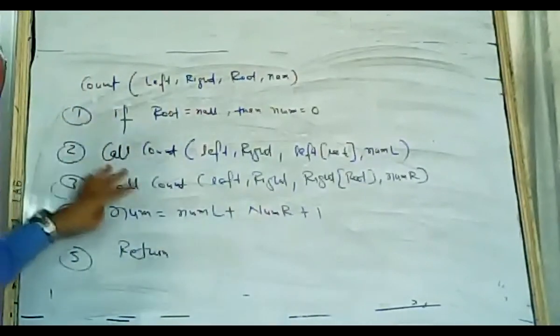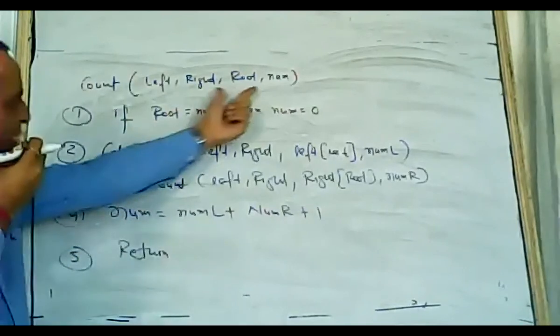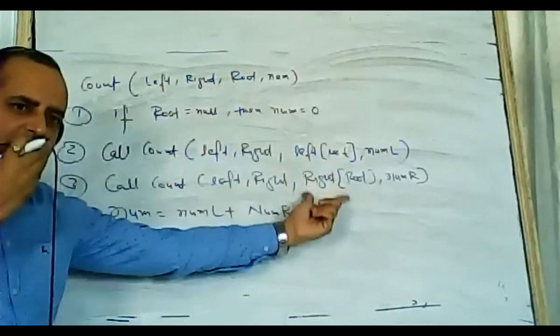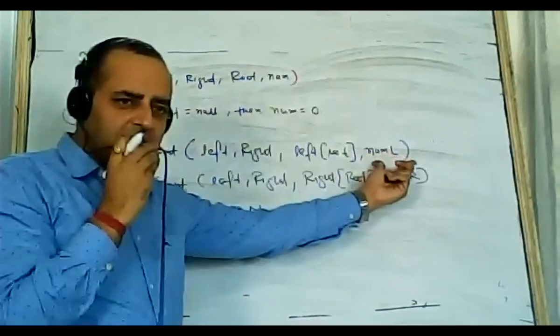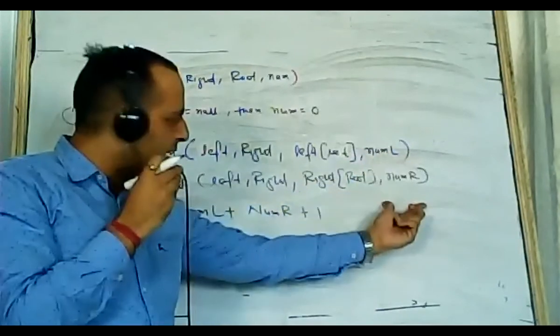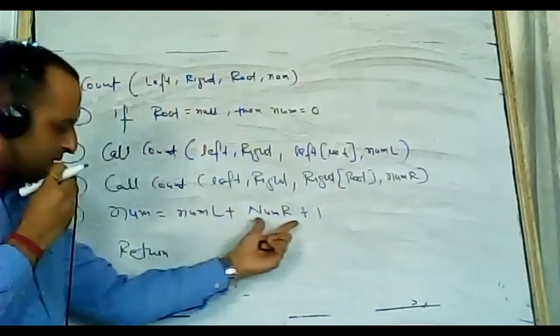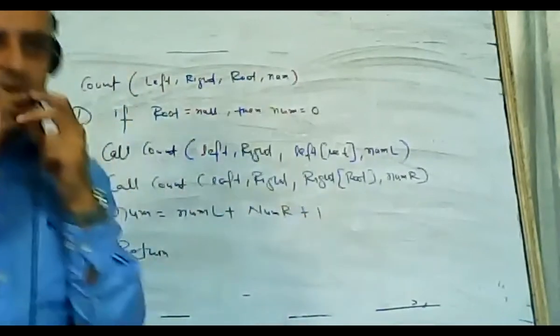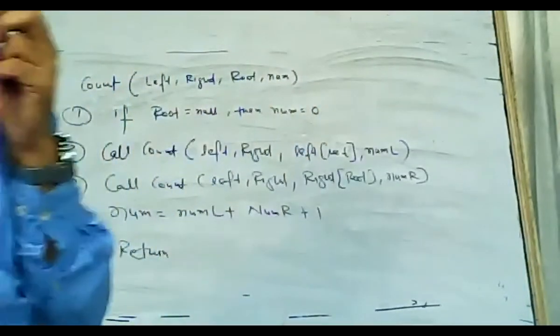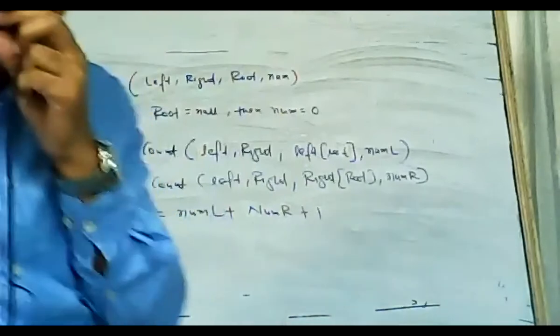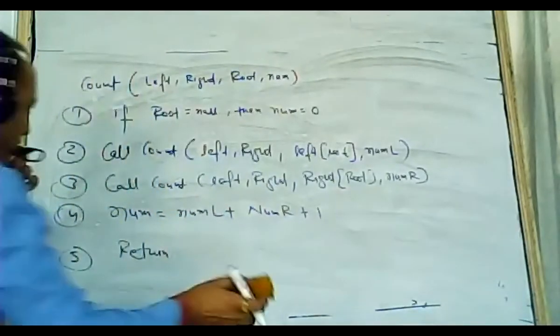Is it easy? तो सिंपली पहले रूट के लिए चलाया, फिर रूट के लेफ्ट के लिए चलाया, रूट के राइट के लिए चलाया. Num L is the number of nodes in the left, num R is the number of nodes in the right, and the total number of nodes will be the number of nodes in the left plus the number of nodes in the right plus 1 for the root. Okay? Should I erase it now?